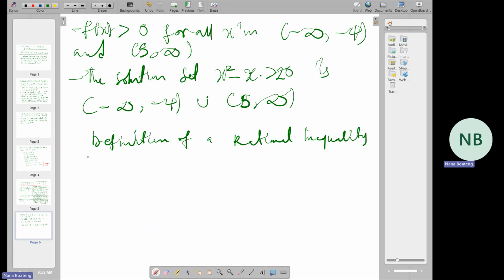Let's look at the definition of a rational inequality. A rational inequality is any inequality that can be put into one of the forms f of x greater than 0, less than 0, where f is a rational function.